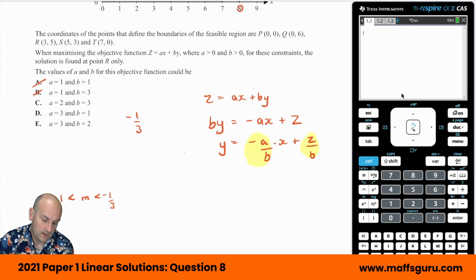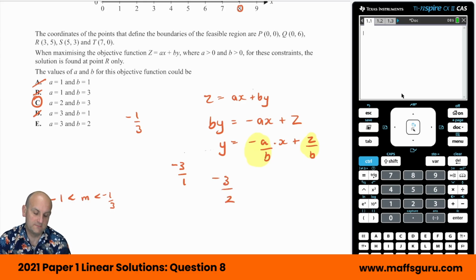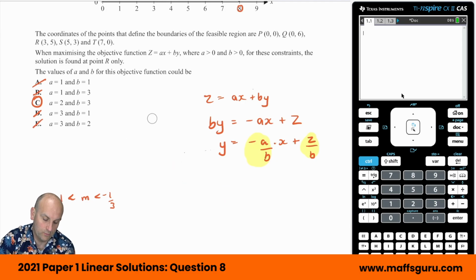For C, this value would be -2/3. Would that fit? Well, -2/3 does fit between -1 and -1/3. So I'm going to put a circle around there for the moment. It's feeling right. Let's do this one. D would be -3 on 1, which would be -3, definitely not. And A would be -3 on 2, which is -1.5. Again, that wouldn't fit, no. So as far as I'm concerned, the correct answer would be C.